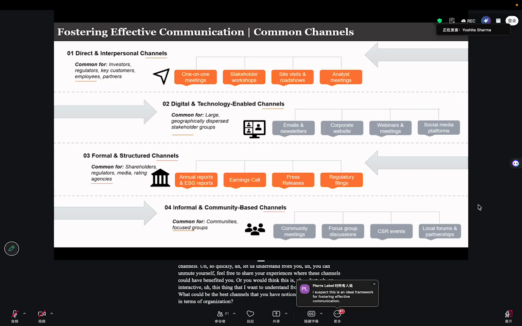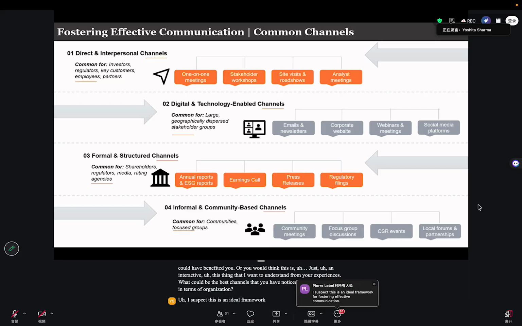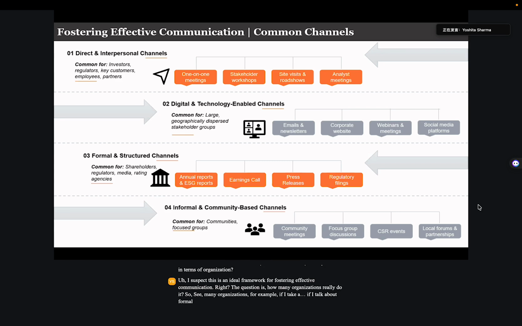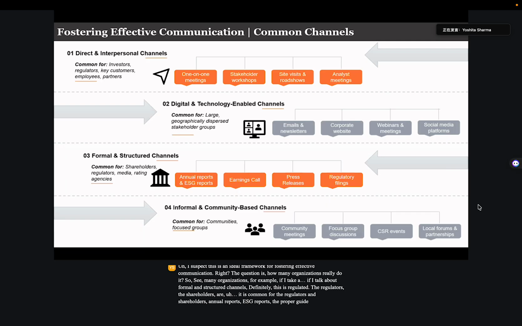I suspect this is an ideal framework for fostering effective communication, right? The question is how many organizations really do it. Many organizations, for example, if I talk about formal and structured channels, this is definitely regulated. It is common for the regulators and shareholders. Annual reports, ESG reports, the proper guidelines are prescribed for this.